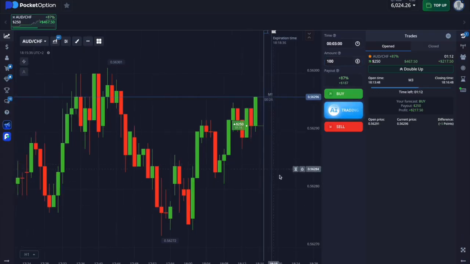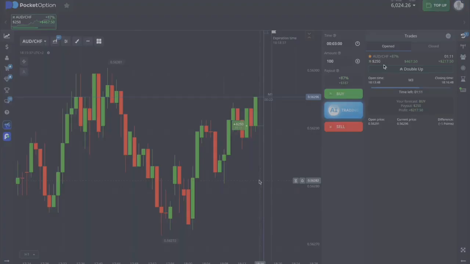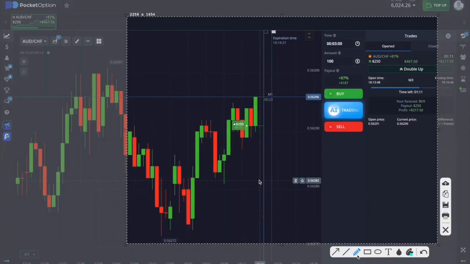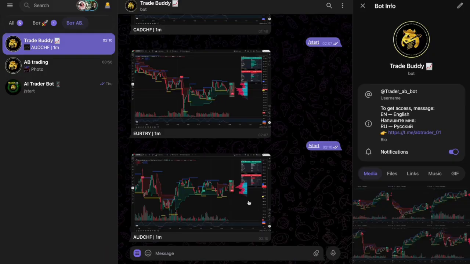For everyone who's new and wants to trade and work here, I recommend starting with a demo account. Don't risk real money right away. You need to develop the skill to set up support and resistance levels and monitor the bot. That's my recommendation for you.